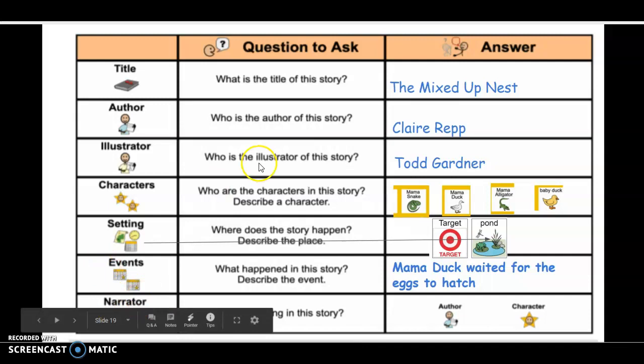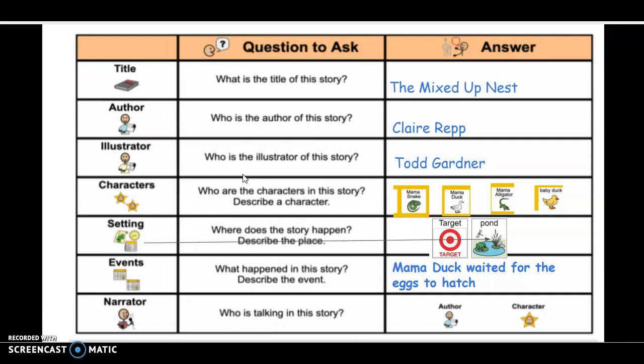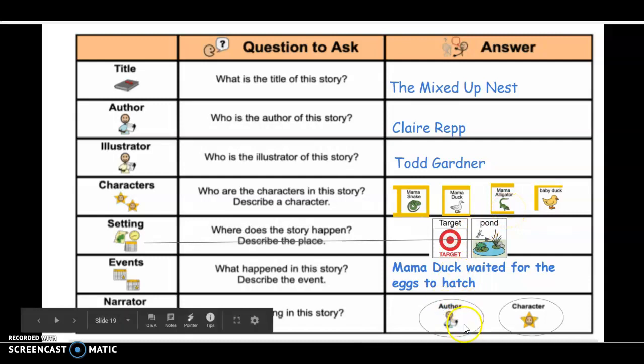And the narrator. The narrator is who is talking in the story. Who is talking in the story? Yes, Mama Duck, Mama Alligator, and then the author was as well. So both, the narrator was the author and the characters.